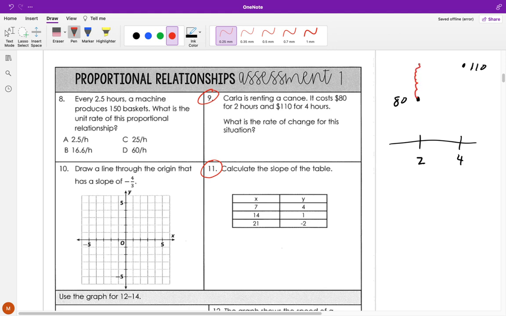So if I'm counting up, what I would have to count to get from 80 to 110 is 30. So that means my change in y is 30. And then to get to this point, I'm counting over 2. So my change in x is 2. And 30 divided by 2 is 15. So that would be our answer for this.